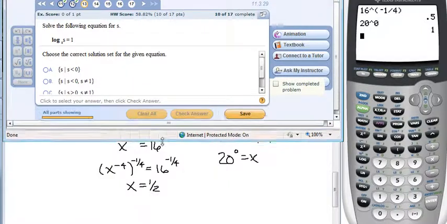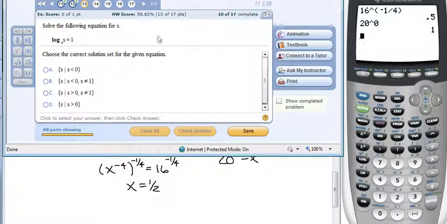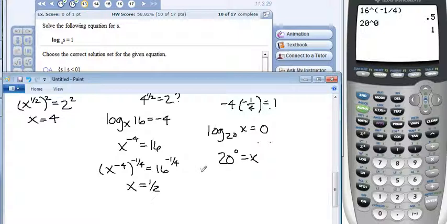This is an interesting question here. Solve the following equation for s. Well, all we have here is log base s of s equals 1. Let's change it over to exponential. So that means s to the first power is s. Well, what could we put inside of that for an s? I can put in anything that I want. 5 to the first power is 5. -1/2 to the first power is -1/2. Anything raised to the first power is itself. So basically, this is anything. I can put whatever I want in there and it's going to work.